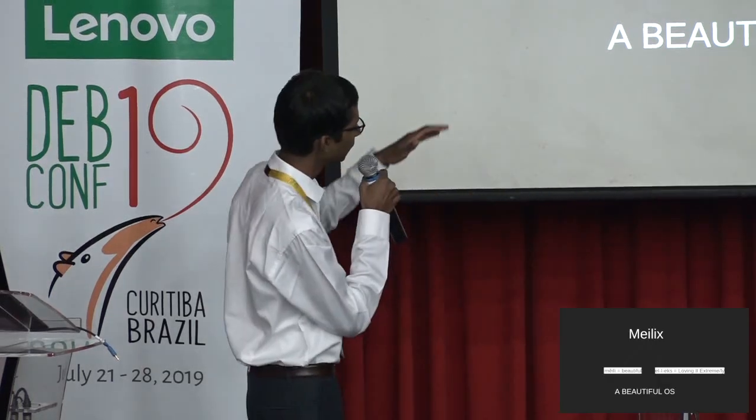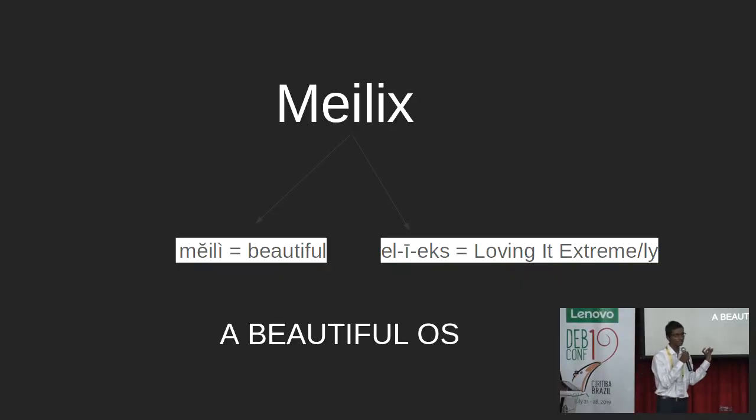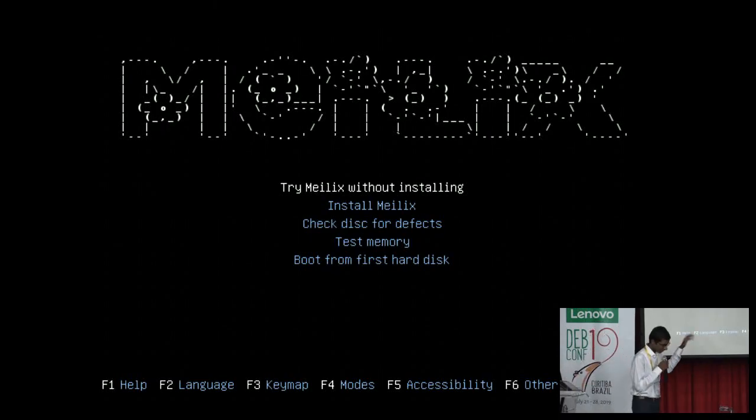Meilix is a word from Chinese. If you break it into two parts, Meli means beautiful and Alice means loving it extremely. So it's a beautiful OS which we love. This is a screen, and we have it like that of Ubuntu. When we install, we get several options, like if you want to try Meilix live booting, or you want to install it, or you want to do some other things. We also have function keys, which can be used for different purposes.